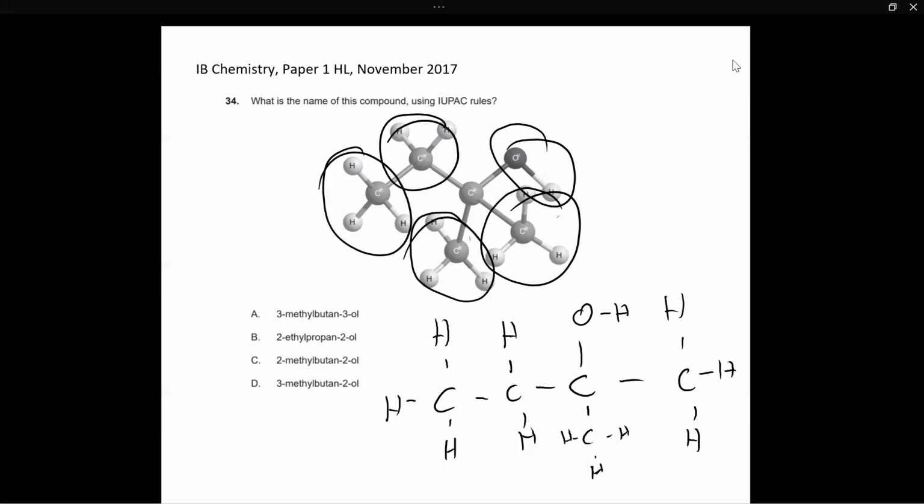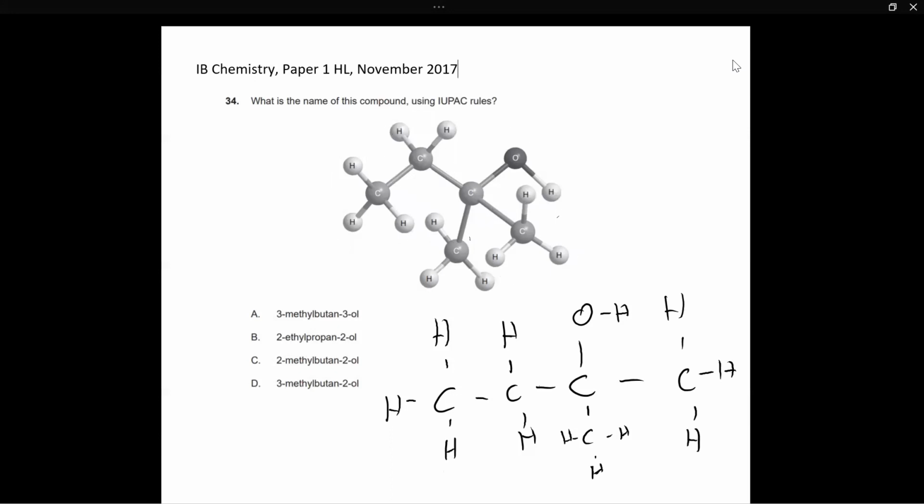Now, how do you name this? The first thing you need to do is determine the longest continuous chain of carbons. So you can draw a line through the carbons and determine which is the longest chain. The rule is that your line cannot pass through the same carbon more than once. So this could be the longest chain, or this could be the longest chain. Either way, it's the exact same thing, right?